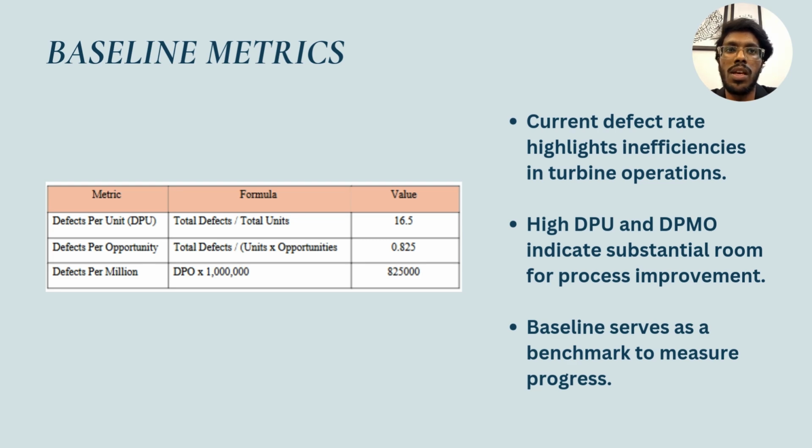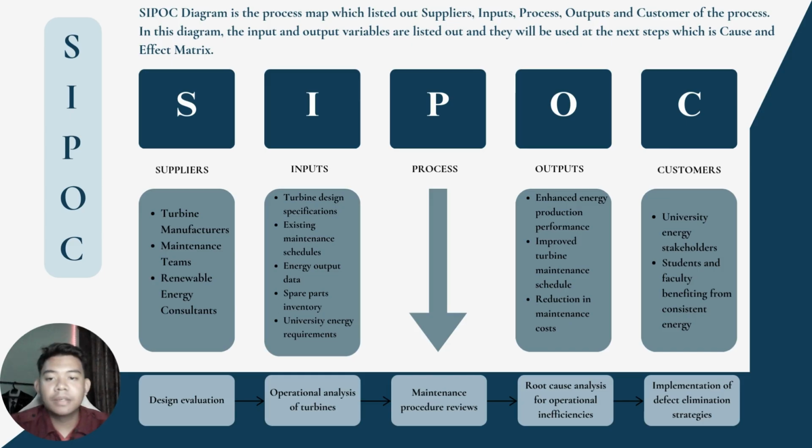They emphasize the urgent need for process optimization to reduce defect rates and enhance system reliability. Addressing these inefficiencies will not only improve energy output, but also contribute to more sustainable energy practices across the university campus. Next, I will present SIPOC.